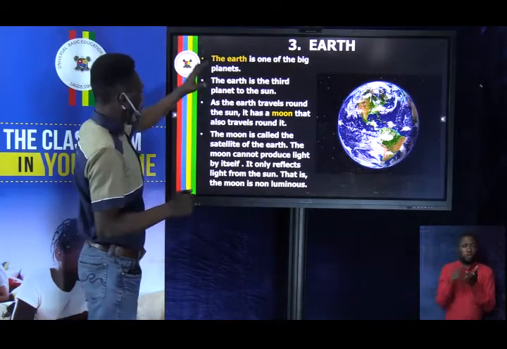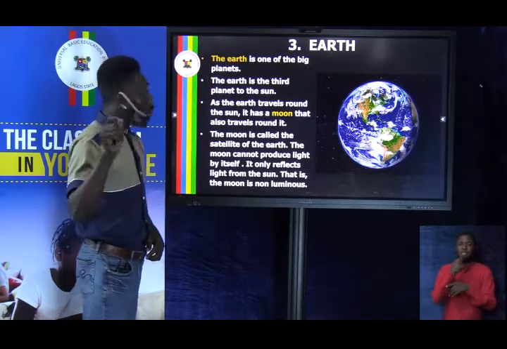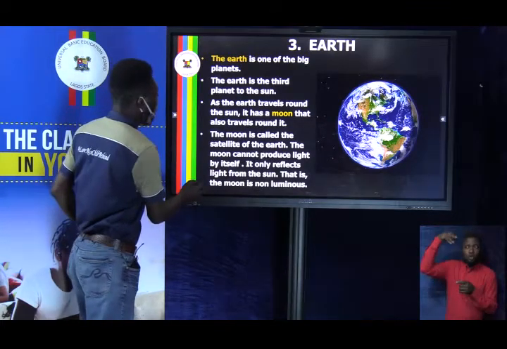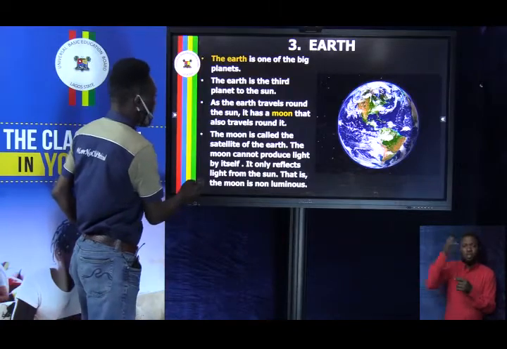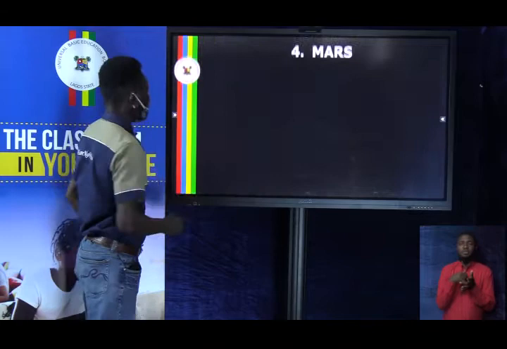Take note, the objective that I want you to pick out here is the Earth is the third planet to the Sun, and the Earth travels around the Sun, and it has a moon that travels around it.